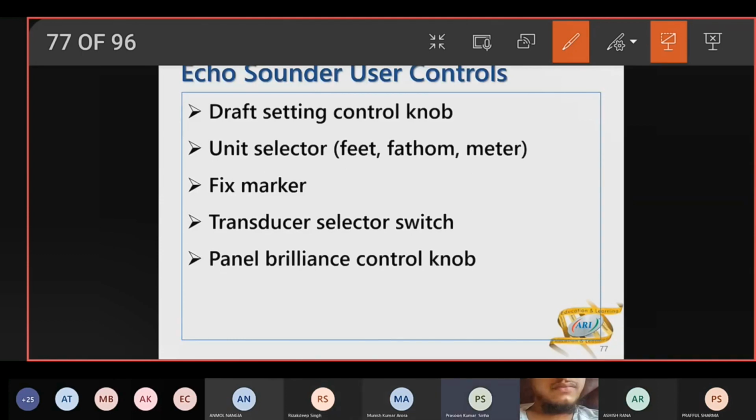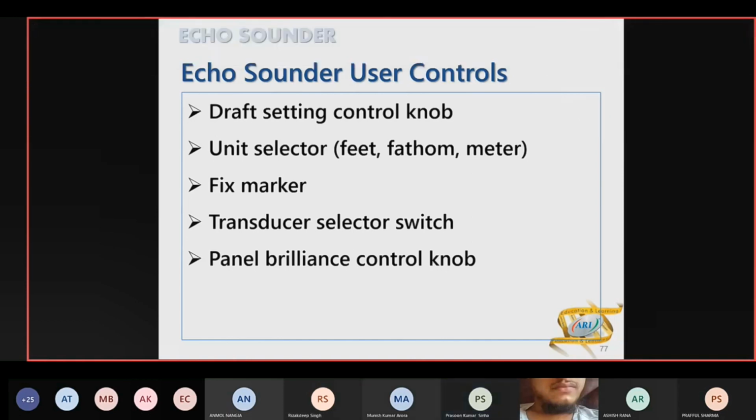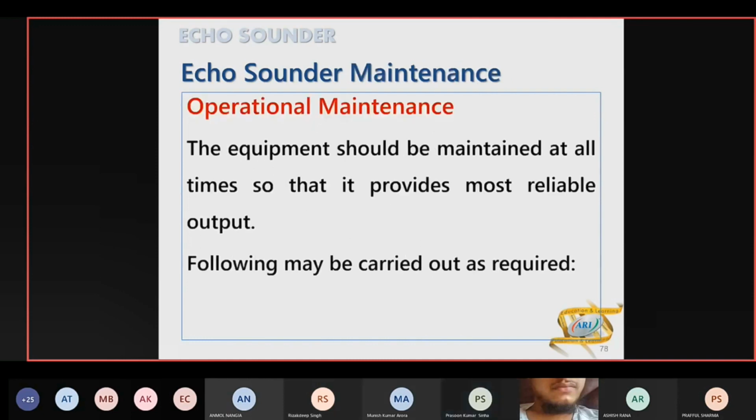Panel brilliance control knob. This you know, every device has got that controllable light, which should depend on the ambient light available in the bridge. So for reading, sometimes you can change the illumination of the screen. So these are some of the controls that we have.